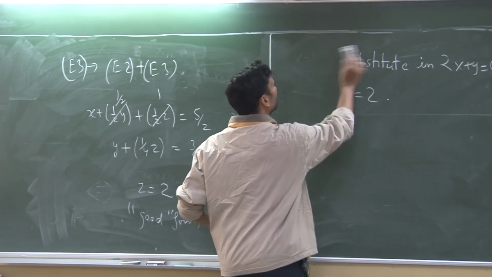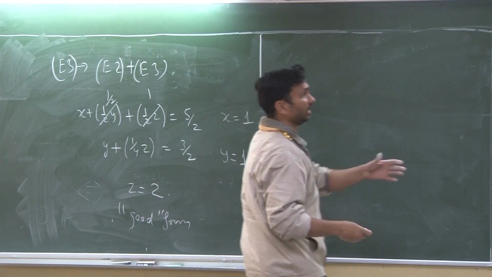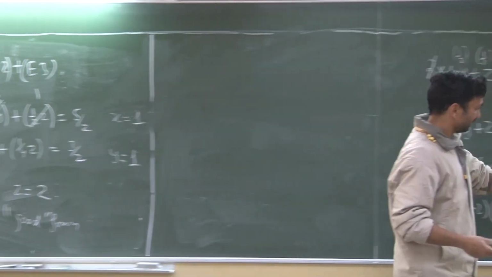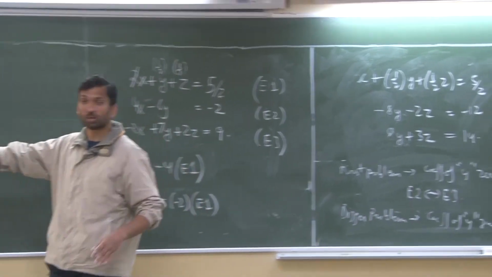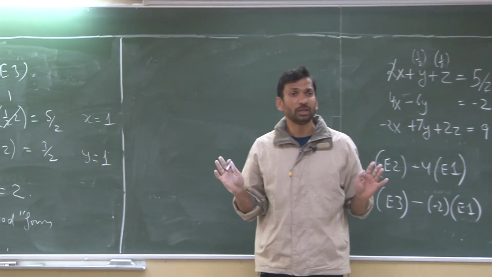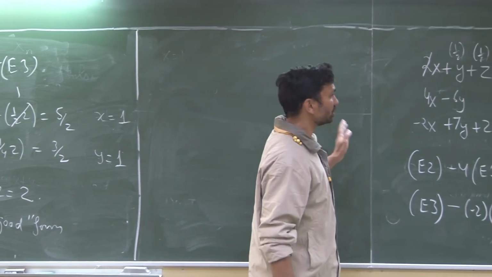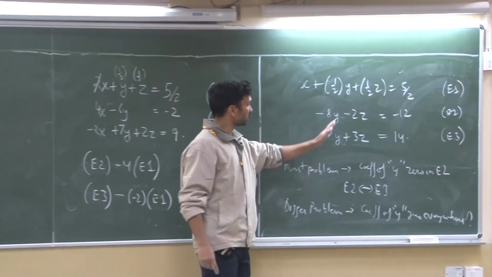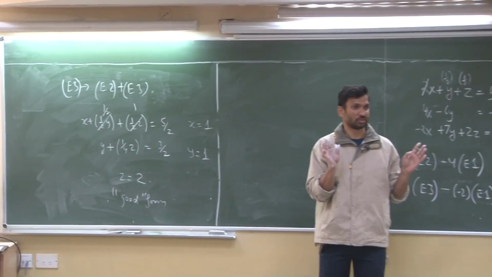And you can convince yourself that even if there were more equations, if my process does not get stuck into these problems, I will always get into a good form and my life will be okay. This is the good news. In Ax equal to b, if I don't get stuck into this problem, I can always convert into good form and I can find the solution. Good.